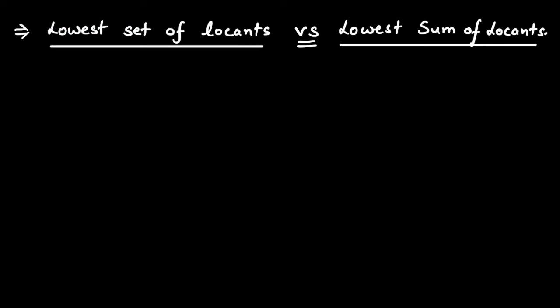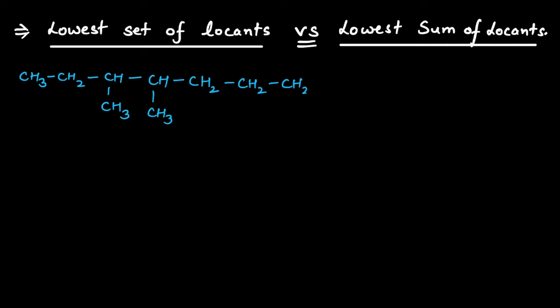Now it's important to understand a very important topic under the lowest set of locants. We have a rule that is the lowest set of locants versus the lowest sum of locants. Some of us get confused with the lowest sum of locants. Now let's understand the difference between these two rules. Actually, according to the latest IUPAC system of nomenclature, the lowest set of locants is preferred even if it violates the lowest sum rule. So the main preference is given to the lowest set of locants rule.